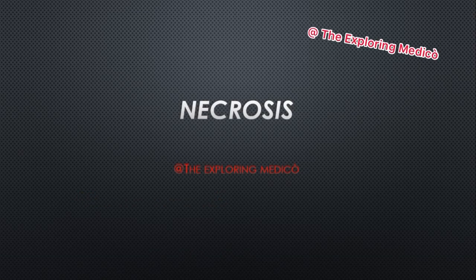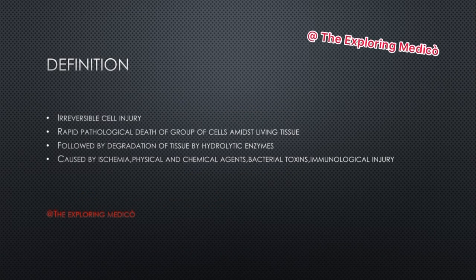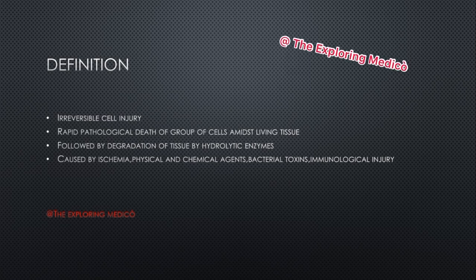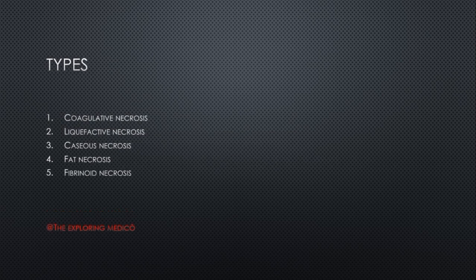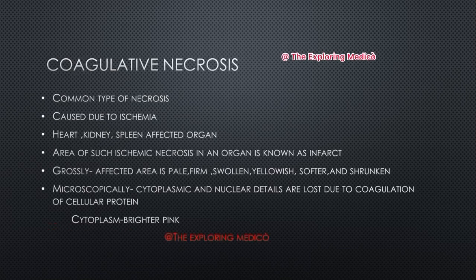So, necrosis. Necrosis is cell death caused by irreversible cell injury. It is the rapid pathological death of a group of cells amidst living tissue. It is followed by degradation of tissue by hydrolytic enzymes, caused by ischemia, physical and chemical agents, bacterial toxins, and immunological injury. Types of necrosis: coagulative necrosis, liquefactive necrosis, caseous necrosis, fat necrosis, and fibrinoid necrosis.